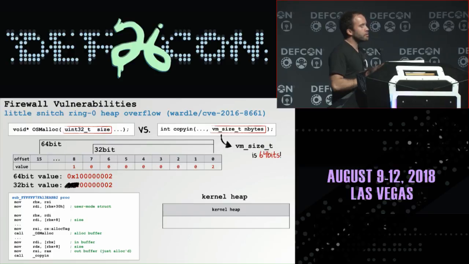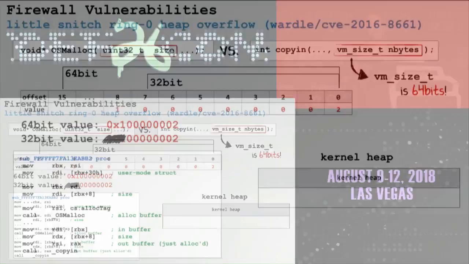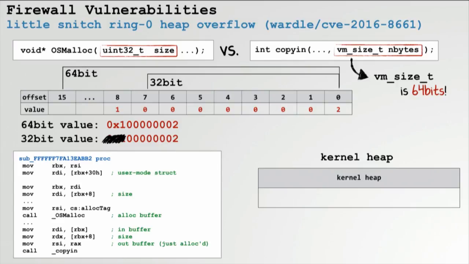Okay, now on to some security issues. Software such as firewalls is often very complex, and firewalls often run with elevated privileges or even in the kernel. Now, unfortunately, they're not as well written as the operating system, nor have been audited as well, which makes them excellent targets for local privilege vulnerabilities.